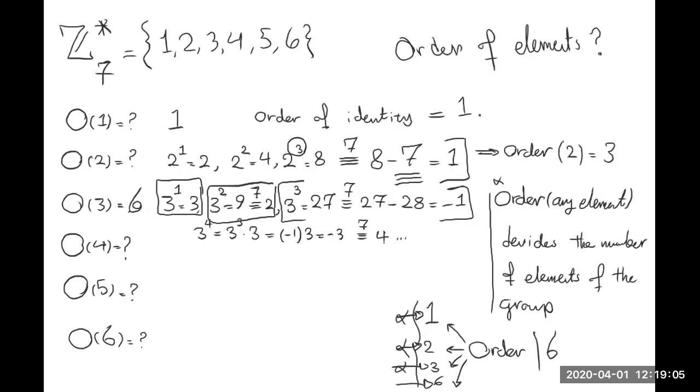I will write 6. So it follows from this important theorem that the order of any element should divide the number of the elements of the group. So here our group has 6 elements. So the order of any element should divide 6. Okay, so let's consider 4. I would erase these because we don't have much space actually.